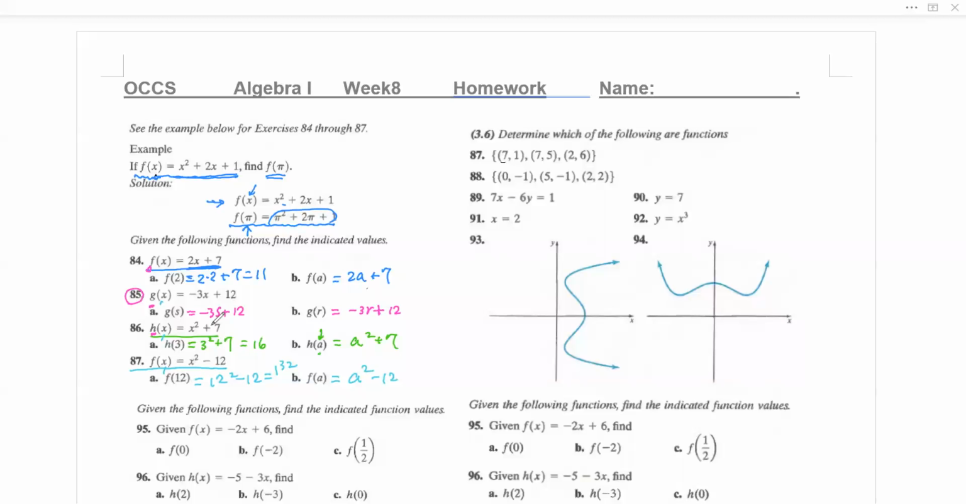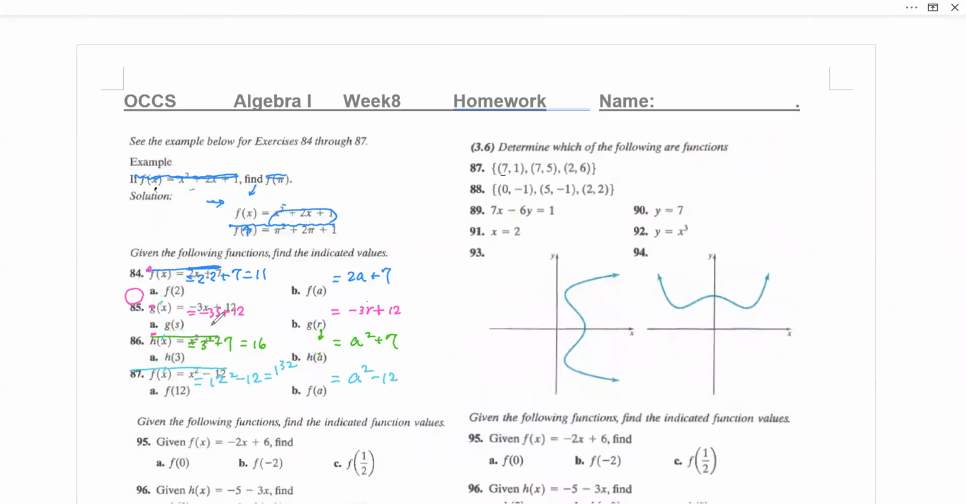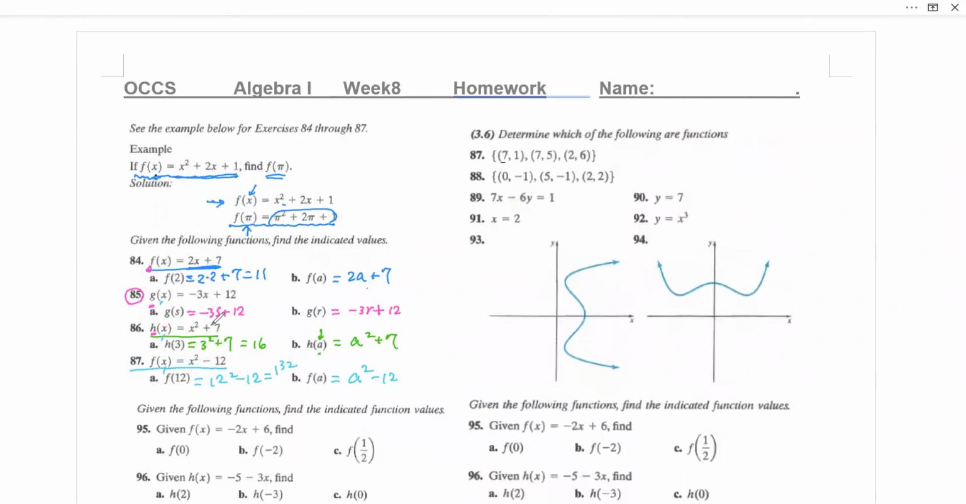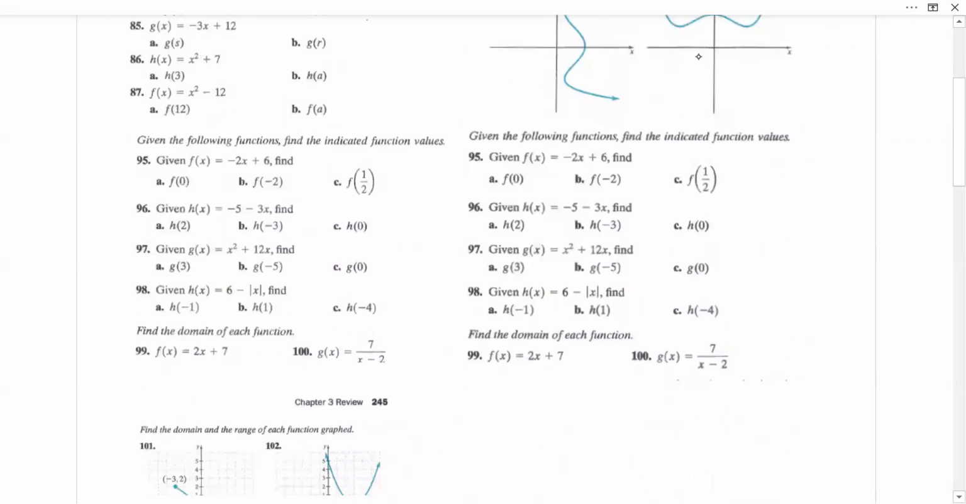Okay, so let's move down. Any questions to this part? Anyone have a question to this part? Nope. Okay, let's move on. Let me clean the screen.